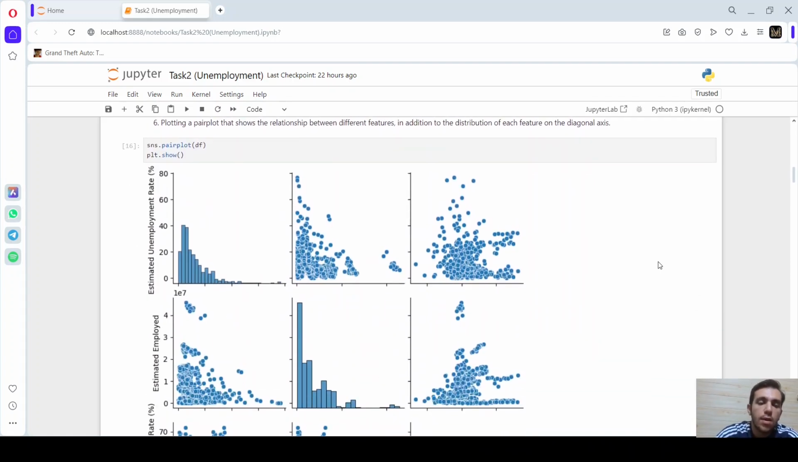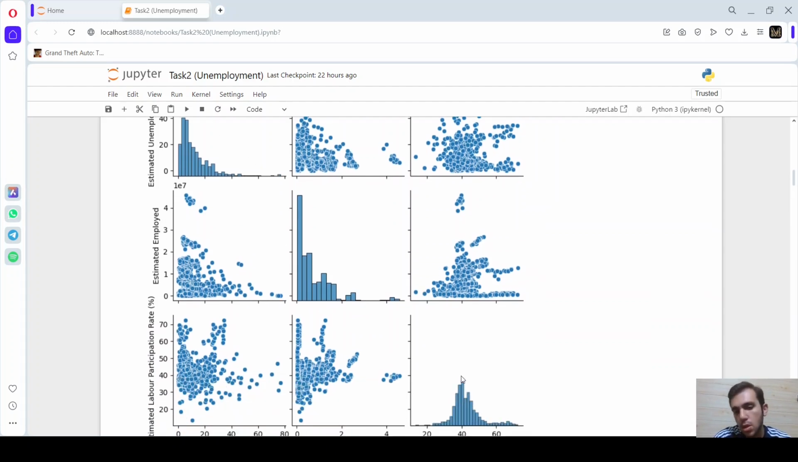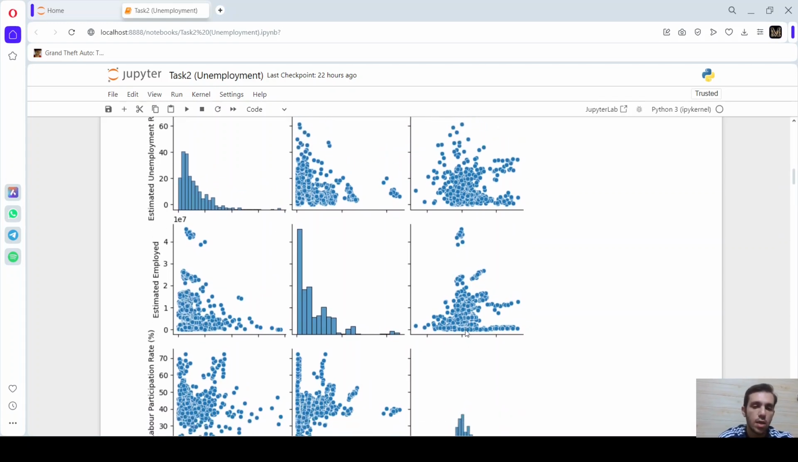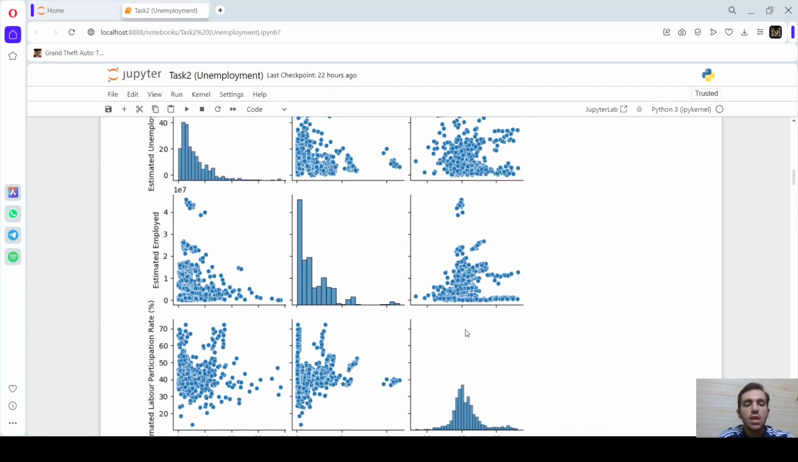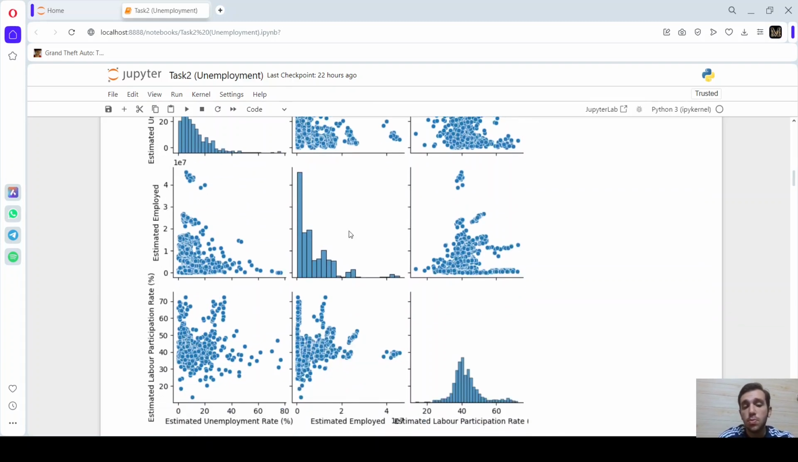And here we're going to start with a pair plot, and what a pair plot does is show us how the numerical columns correlate together and the distribution of the numerical columns on the diagonal axis. So we can see that we can't really rely on this pair plot to see how the correlation works, but we can see that the unemployment rate and the estimated employed are skewed to the right, but we can also see that the participation rate is roughly normally distributed.